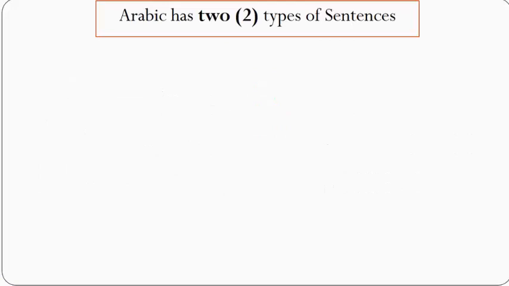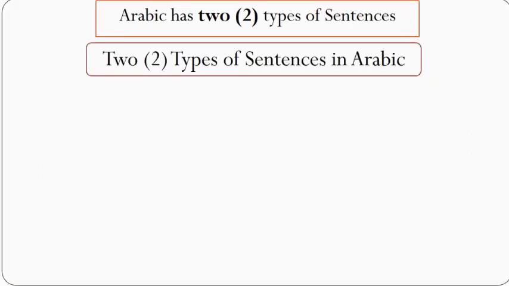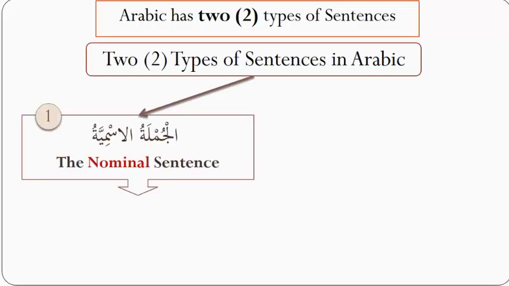Arabic has two types of sentences. So let us discuss the two types of sentences in Arabic. One, al-jumlatul ismiyatu. Remember we said jumla means sentence. Ismiyya comes from the word ism, alif, sin and mim. We said there are three types of words in Arabic: ism, fi'l, and harf. So we have al-jumlatul ismiyya. It should tell us that it is a sentence that has something to do with ism, and it is translated as the nominal sentence.